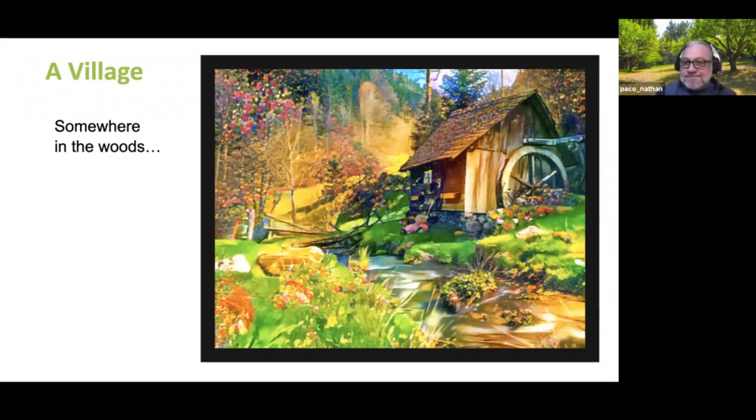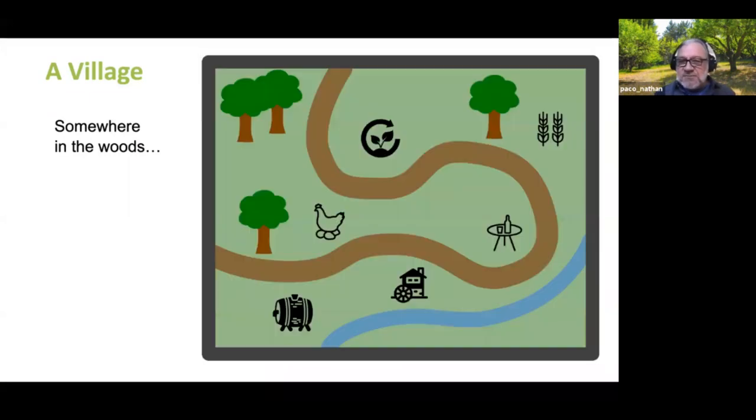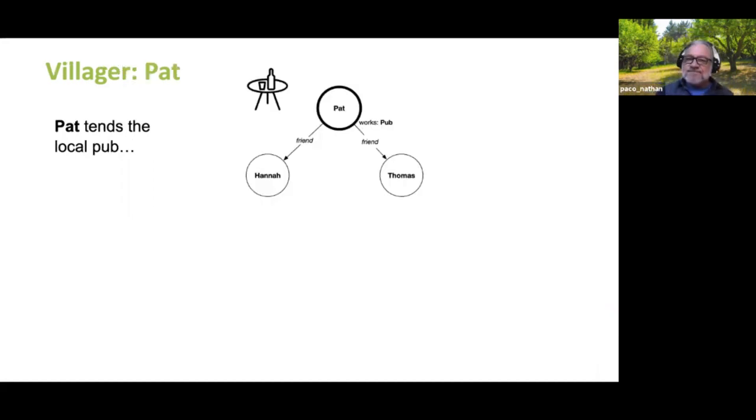So first off, a real brief story, but envision that you're somewhere off in the woods. And there's a little village, and it's got a mill, it's got a brewery, it's got a pub. There's some farmers. Let's build out a description of who's in this village. So we've got Pat. Pat works the pub, and Pat has a couple of friends, Hannah and Thomas. And we can start to build out a little bit of a description there of who Pat knows.